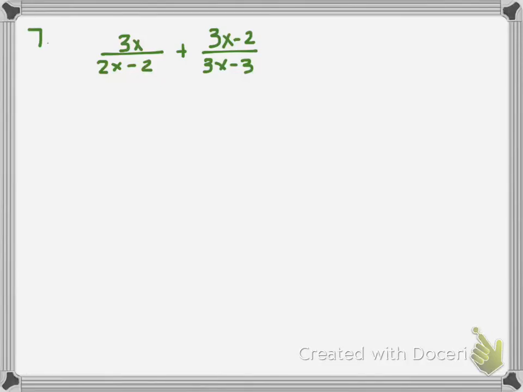So in number 7, the first thing we need to do is factor the two denominators because they both have a GCF. So this one, I'm going to pull out a 2 and I'm left with x minus 1. And this one, I'm going to pull out a 3 and I'm also left with x minus 1. So we need to identify what the LCD would be now.